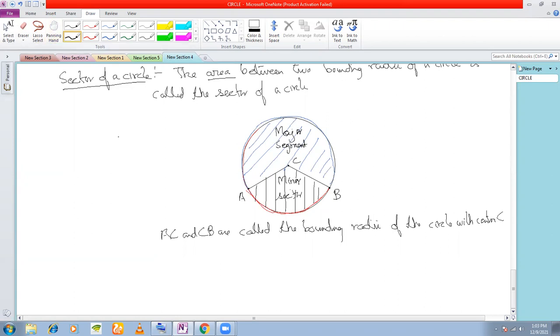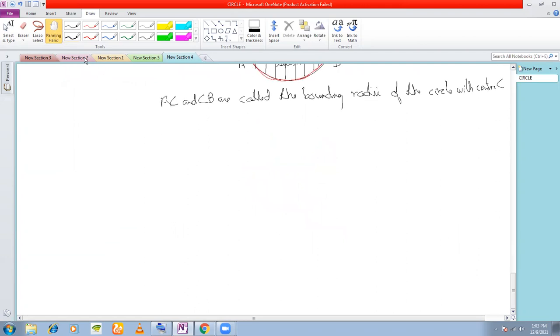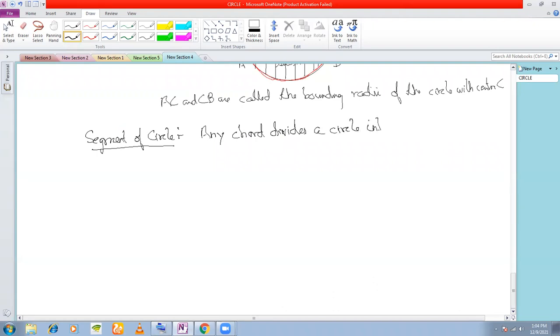Once we know the definition of sector of a circle, we now come to the next definition, which is called the segment of a circle. Segment of a circle: any chord divides a circle into two parts called segments. Parts, let's say, is also area. Parts means area.